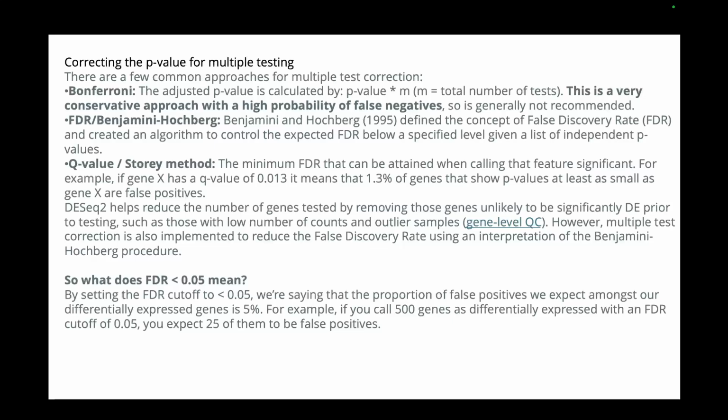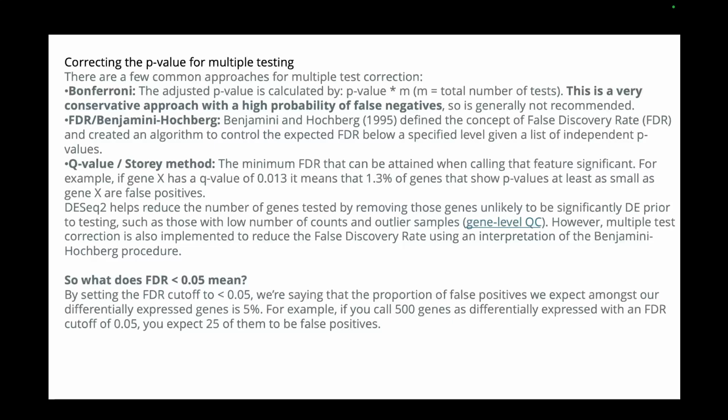So for Bonferroni, it is quite simple. You just multiply or divide by the total number of tests, and this will be a very conservative approach with a high probability of false negatives. So it is generally not recommended in this case, but in other cases you'll see Bonferroni correction used a lot. And the next thing is FDR, or false discovery rate, or the Benjamini-Hochberg correction.